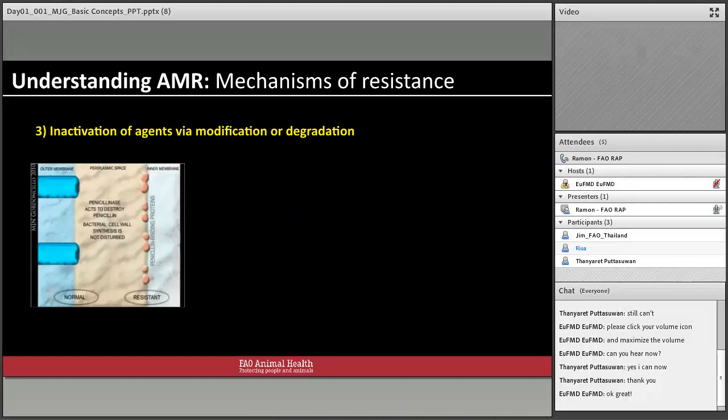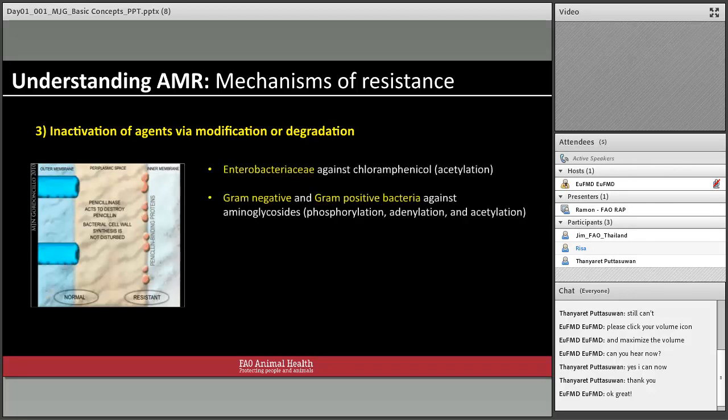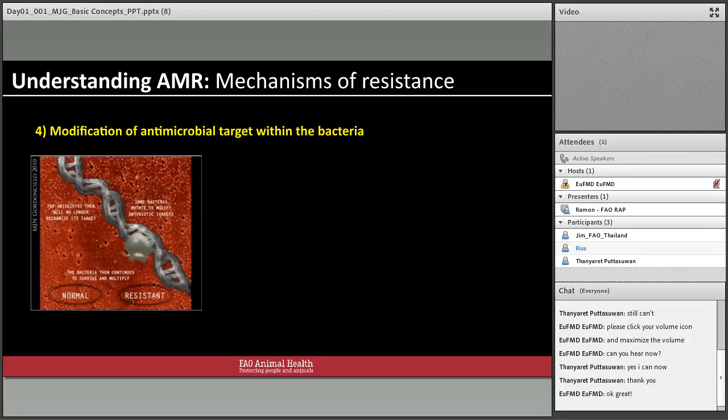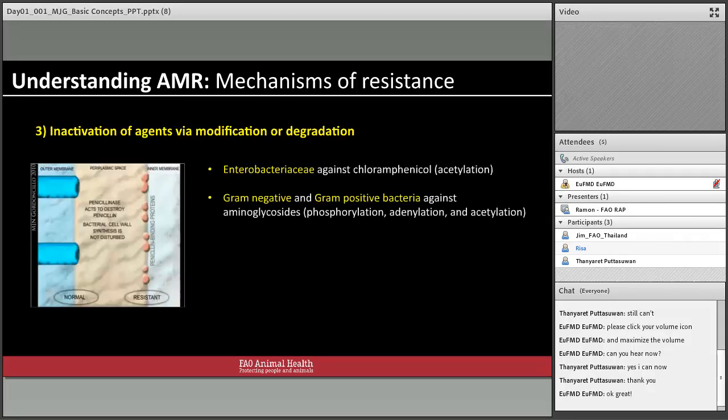Next slide. Now, this is one of the first phenomena that they have seen in antimicrobial resistance. This is inactivation of agents via modification or degradation. Usually some resistant bacteria gain the ability to generate enzymes that will break down the active component. They see this in penicillinase. Next slide, please. You see this in Enterobacter against chloramphenicol and gram-negative and gram-positive bacteria against aminoglycosides.